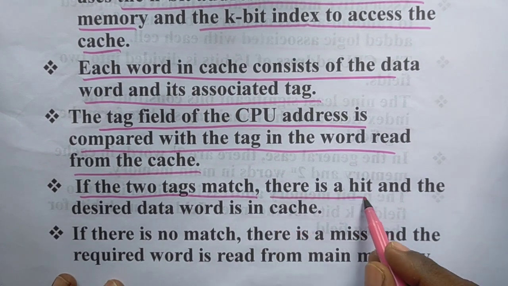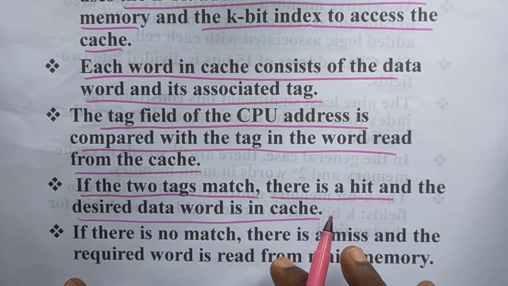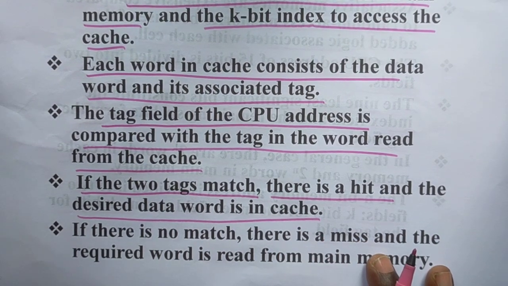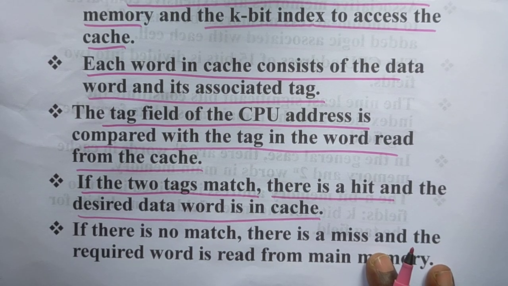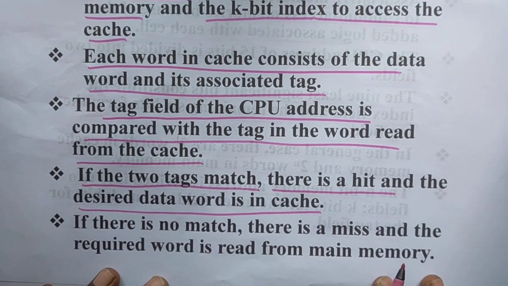There is a hit and the desired data word is in cache. That means that data is in the cache memory. Not all of the data needs to match, only the tag. If the tag is matched, then the data must be in the cache, and we call that a hit. So that is a hit and the desired data was in cache.